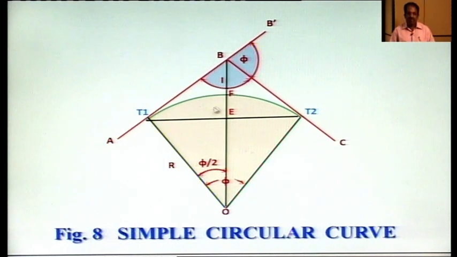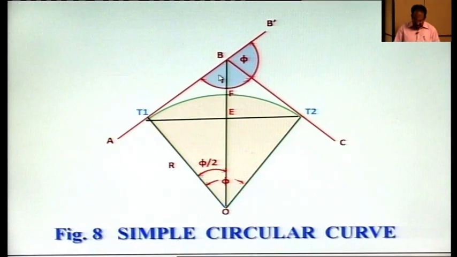Second part is the point of intersection, the point B on your monitor screen. Please see the point of intersection of the two straights AB and BC, where these two straights meet or intersect. This is called the intersection point or vertex. That is the point B where the two straights AB and BC intersect.